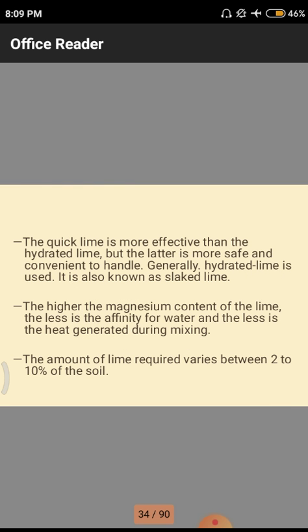These are the different limes. Quick lime is more effective compared to hydrated lime. Next, the higher the magnesium content in the lime, the less is the affinity for water, and the less is the heat generated due to mixing. Why? Because normally pure lime has a rich content of calcium, so the heat is also very high. In some cases we use slaked limes, which means calcium is associated with magnesium content.